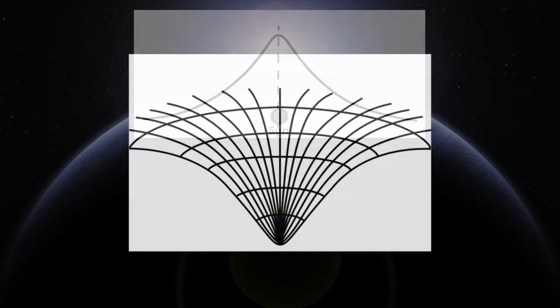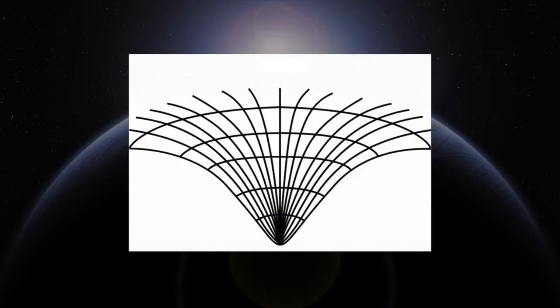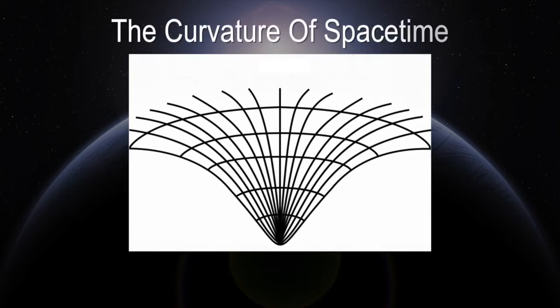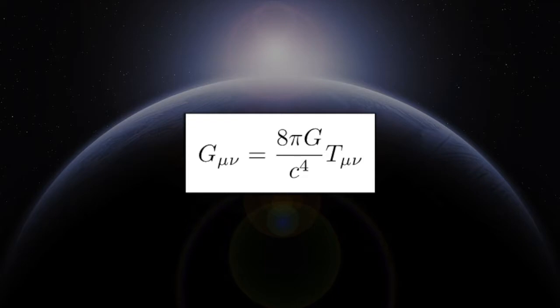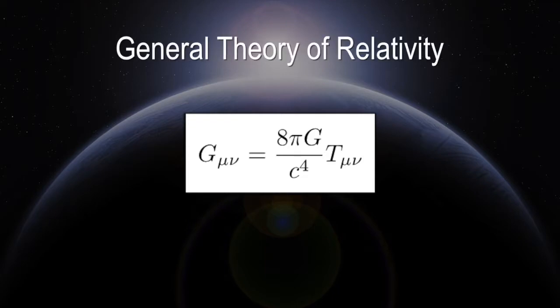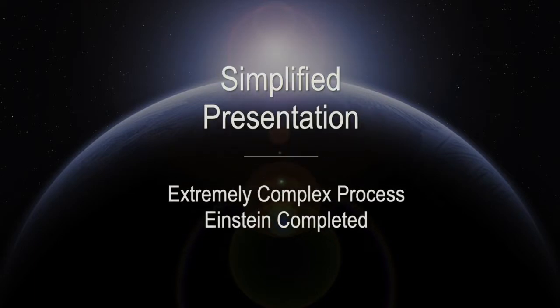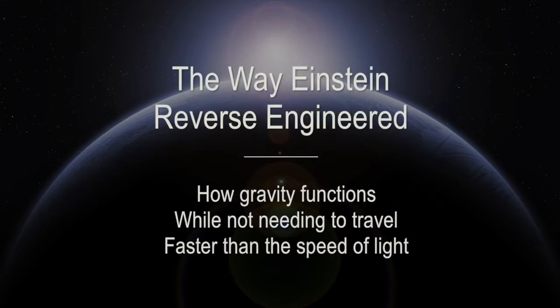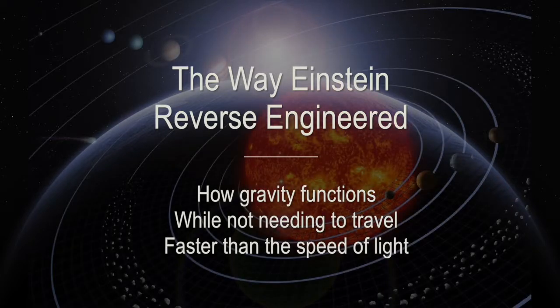This allowed him to then create a 3D version of his curvature of space. The addition of his vision that gravity altered time made this 3D version into the curvature of space-time. Einstein was then able to complete the mathematic geometric formula for the general theory of relativity. This is a very simplified presentation of the extremely complex process that Einstein completed. It's the way Einstein reverse engineered how gravity functions while not needing to travel faster than the speed of light.